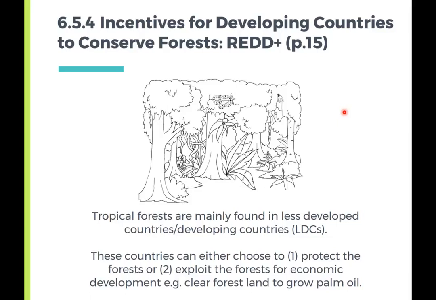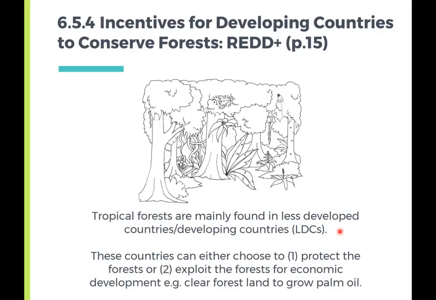Okay, let's first start by looking at what is happening in tropical forests today. So we know that tropical forests are mainly found in less developed or developing countries. Usually in short form, we call them LDCs. So there are three main regions of tropical forests in the world today. The first one is found in the Amazon in South America. The second region is the Congo Basin in Africa, and the third region is Southeast Asia. So, in these regions, most of the countries are developing or less developed countries. So, tropical forests, therefore, are mainly found in less developed countries.